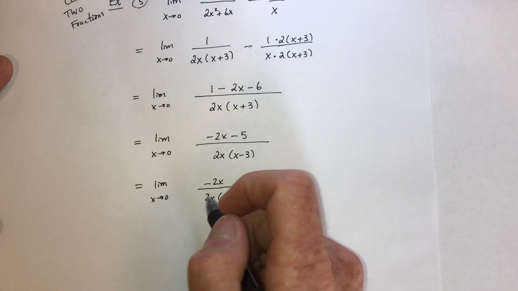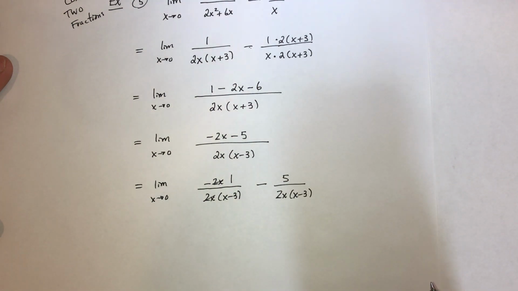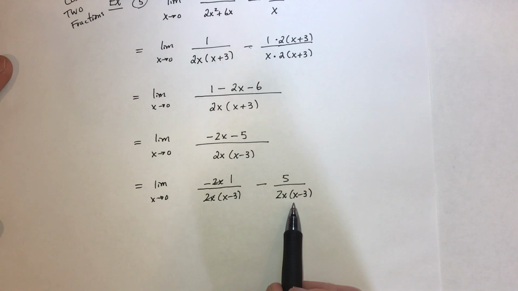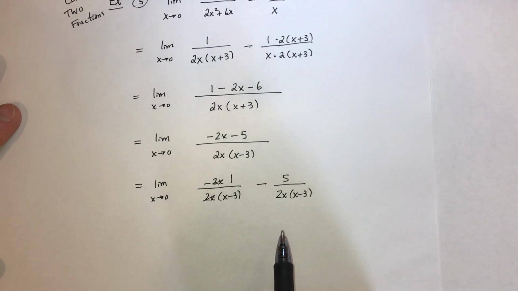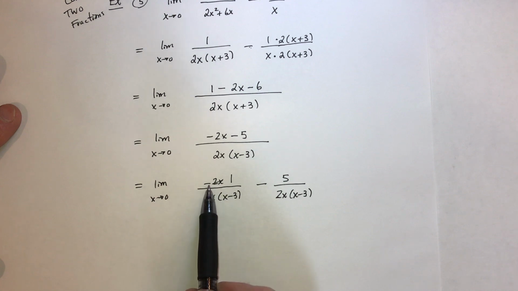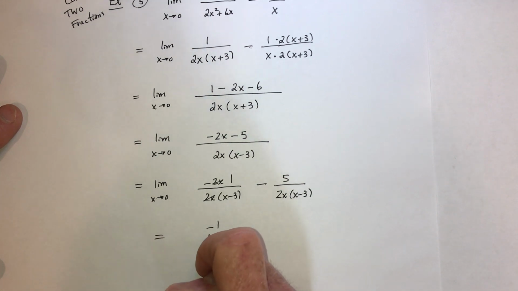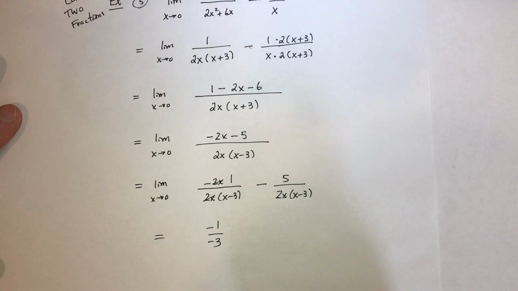And then over here, the 2x and the 2x can cancel, leaving a negative 1 on top. Over here, nothing cancels. But now I can see what's going on. If you substitute a 0 in here, then that's just going to be a negative 3, and then this is going to be a negative 1 over a negative 3. So that part's done. That's going to be 1/3.